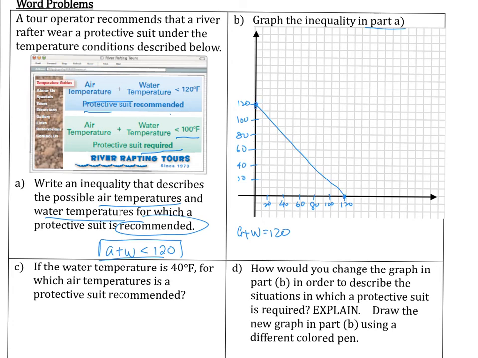So the intercepts will be at 120, 0, and 0, 120. And then we need to test the 0, 0. And it does include the point 0, 0, so we should shade in everything underneath the boundary line. And we also need to make the boundary line dashed.